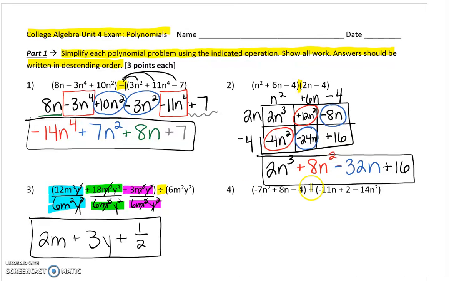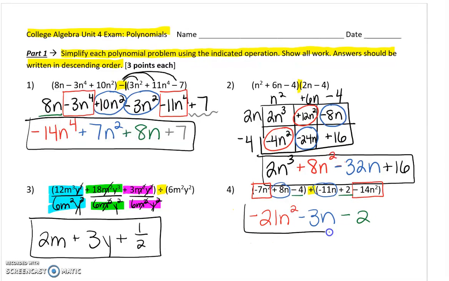In number 4, the operation that we see is addition. So the way that we approach addition is we jump right into looking for like terms. So I'm going to start with the highest exponent, which is the squared. I'm going to combine those like terms, combine the coefficients, but the variable and its exponent stays the same. Then I see n terms. +8 plus -11 is a -3, and the n stays the way it is. And we have a -4 and a +2, which is a -2. So this polynomial is our answer for number 4.